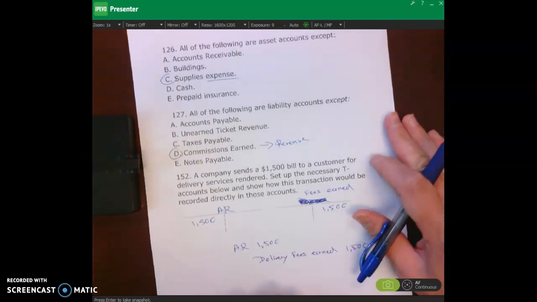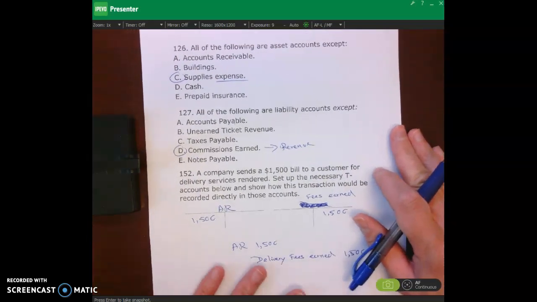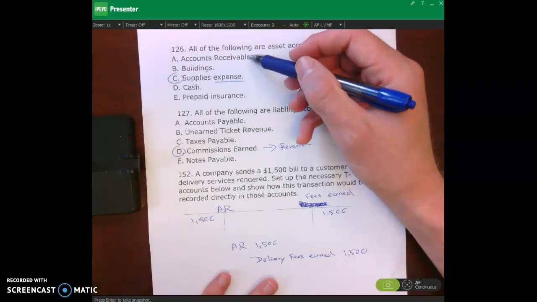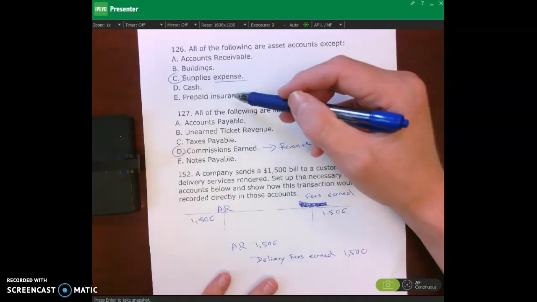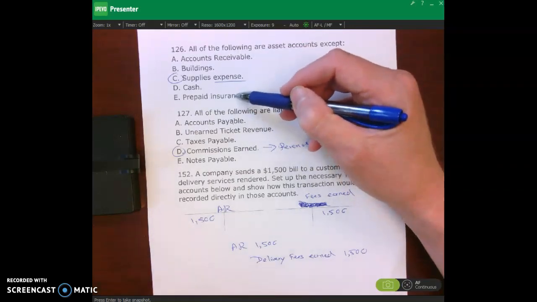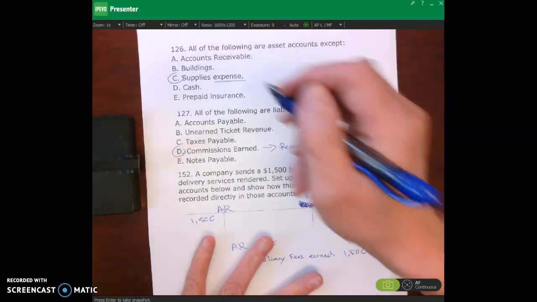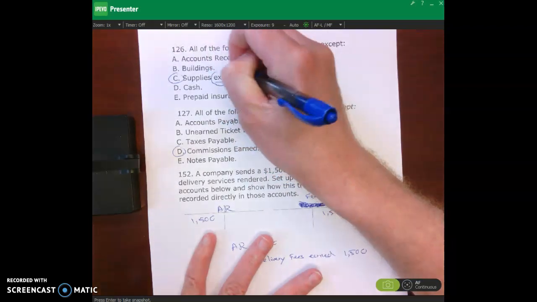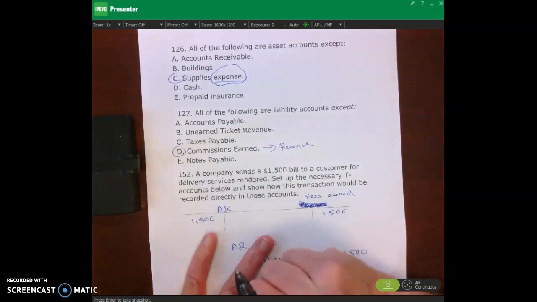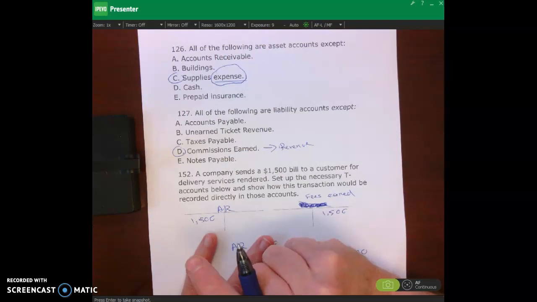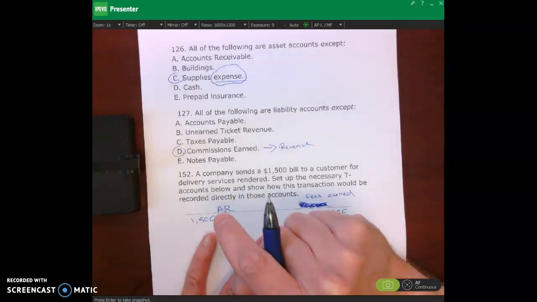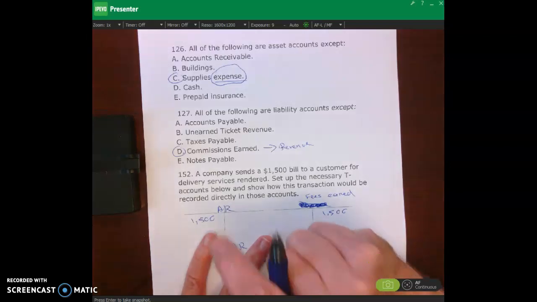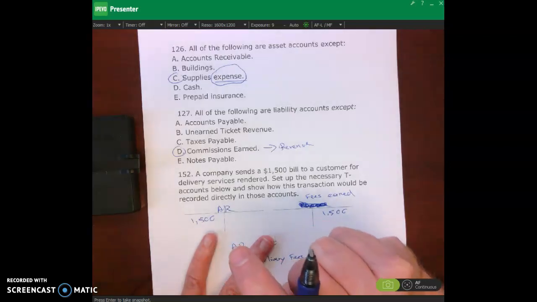All the following are asset accounts except accounts receivable is an asset, buildings are assets, cash is assets, prepaid insurance is an asset. Supplies expense is not an asset. Look at the term, it says expense. Supplies is an expense. But when those supplies are used, it moves from supplies asset to supplies expense.